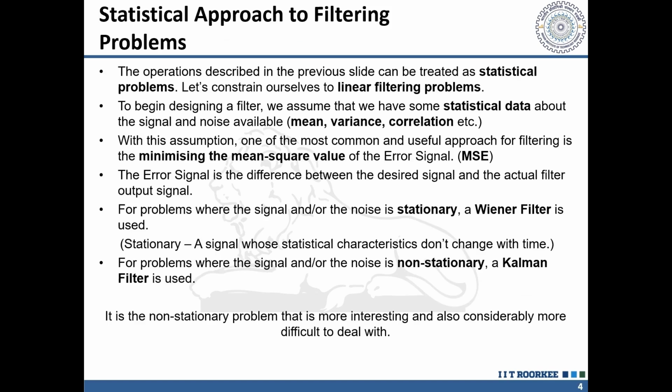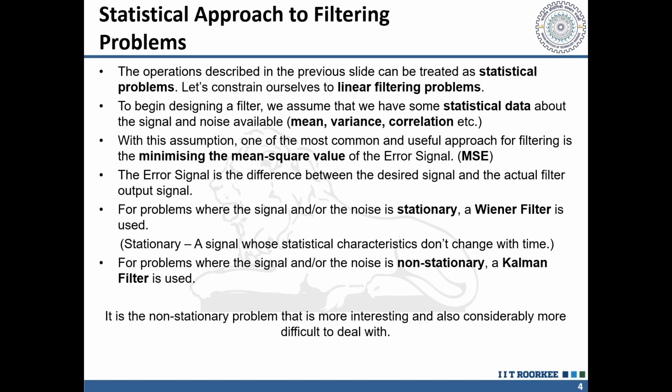Now that we have an understanding about the functions of a filter, let us try to view these operations as statistical problems, constraining ourselves to linear filtering problems for simplicity. When we are designing a filter, we assume we have some data available about the statistics of the signal and the noise. With this assumption, the simplest and the most useful approach to filtering is the minimum square error method. For problems where the signal or the noise is stationary, a Wiener filter is used. For non-stationary problems, a Kalman filter is used.